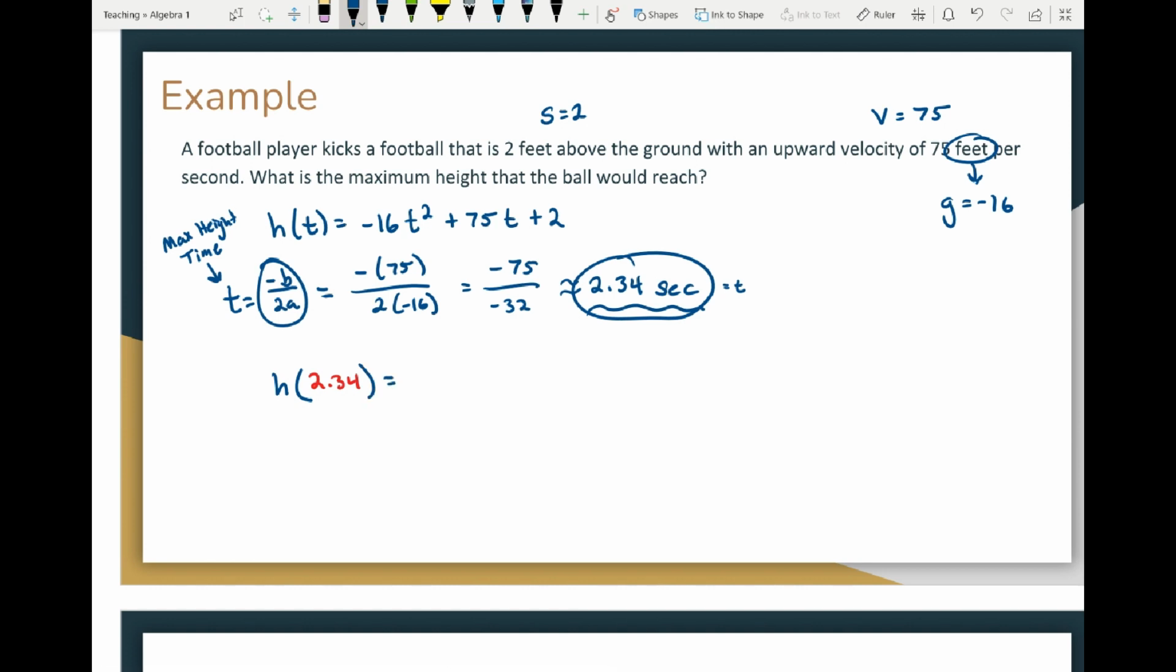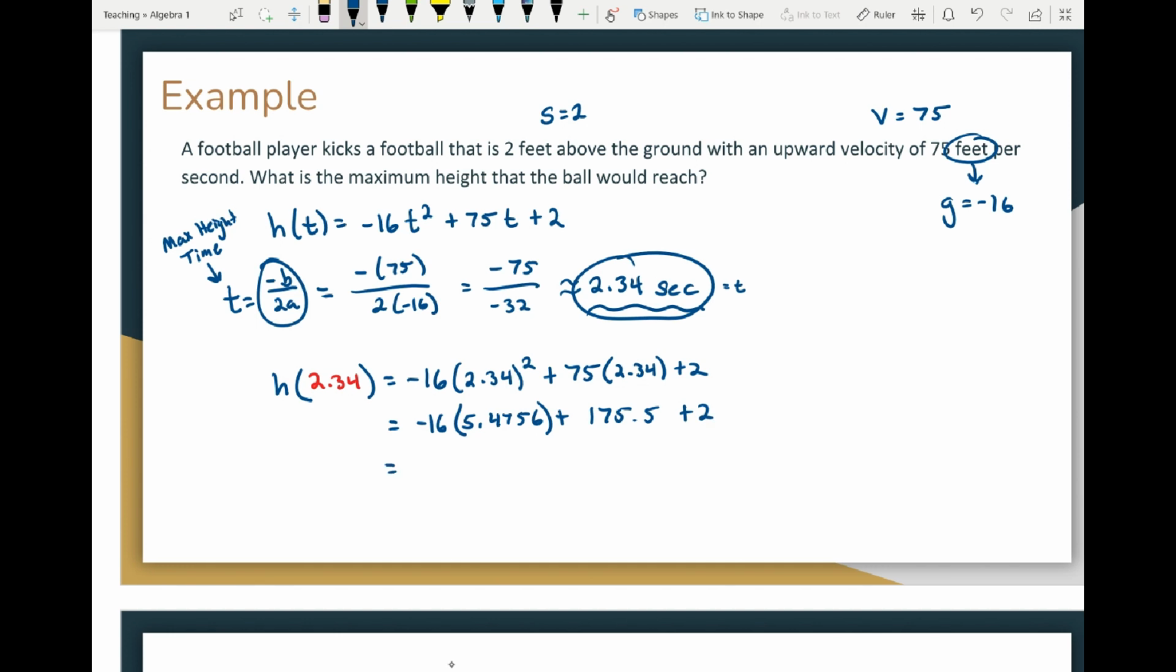So the height at 2.34 seconds: I'm just going to plug in 2.34 every time I see t. So notice that's where t was before, 2.34 squared, plus 75, and then there was another t, so 2.34, plus 2. And let's do all that math out real quick. So this is negative 16. Order of operations says to square it first. So that's about 5.4756. I'll expand it a little bit. And then we have 75 times 2.34, which is about 175.5. And then plus the 2 on the end again.